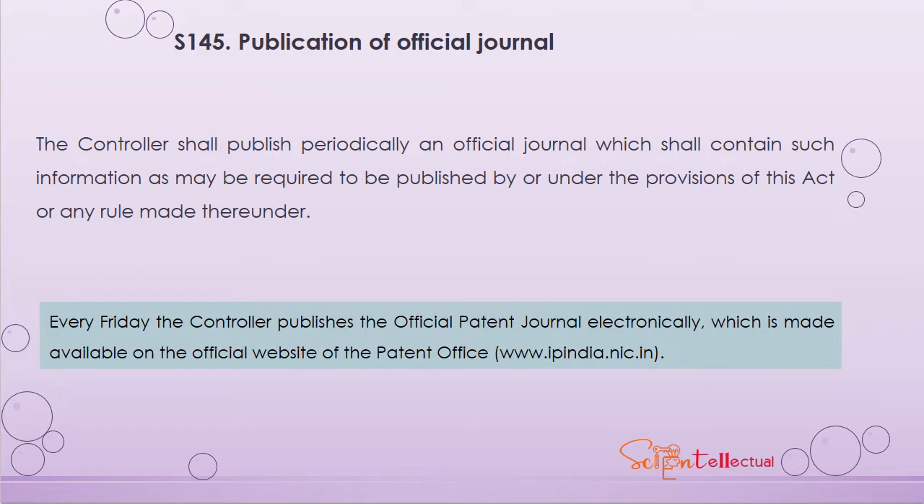Section 145. Publication of official journal. The controller shall publish periodically an official journal which will contain the information required to be published. Every Friday, the controller publishes the official patent journal electronically, which is available on the Patent Office website.